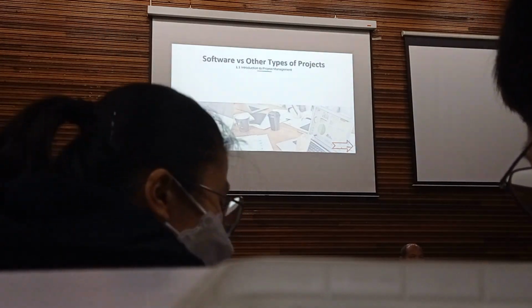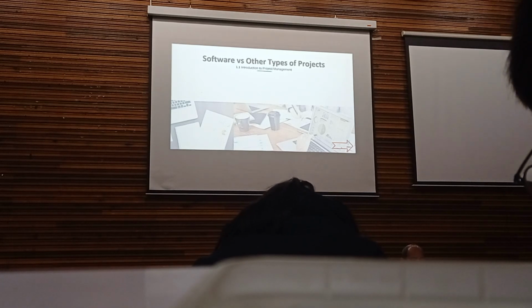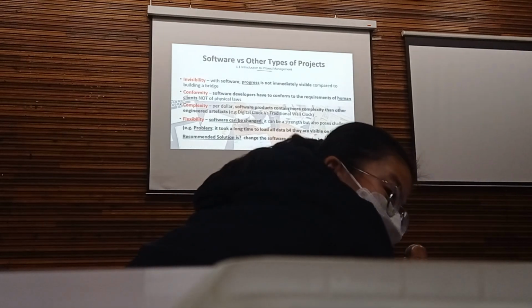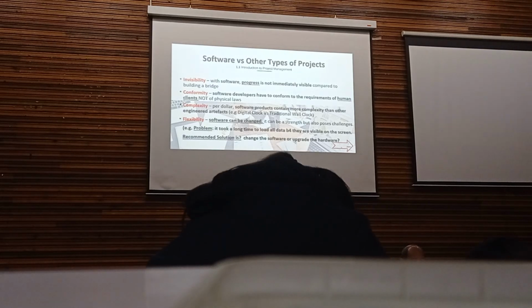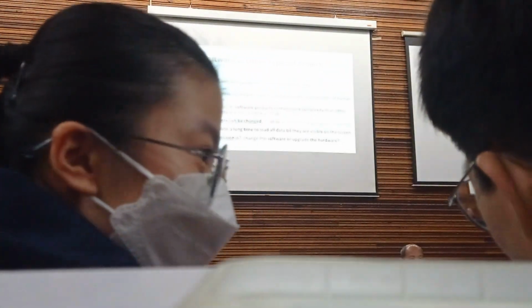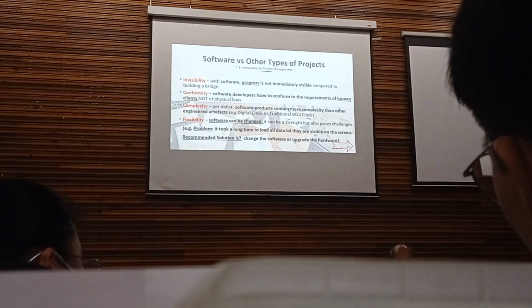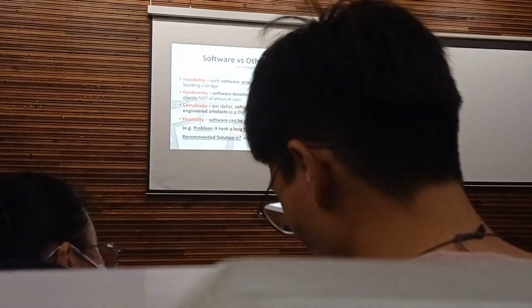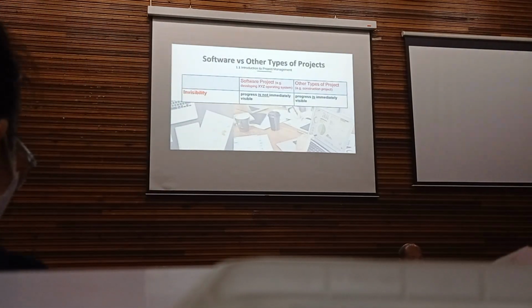Now there are many kinds of projects, software projects and other types of projects. So the differences are invisibility, conformity, complexity, flexibility. Can you see the differences? Okay, next slide. It will help you see better what the difference is.